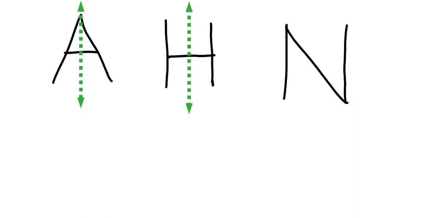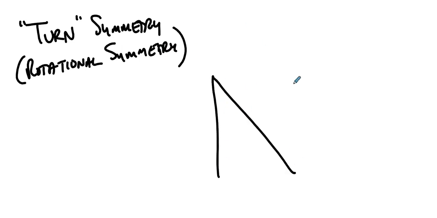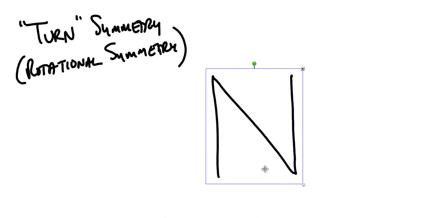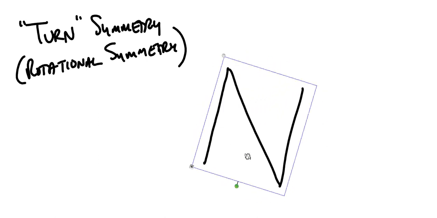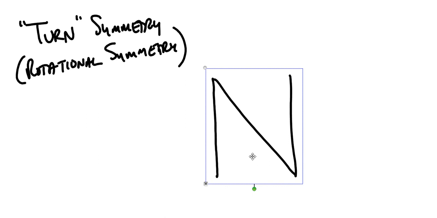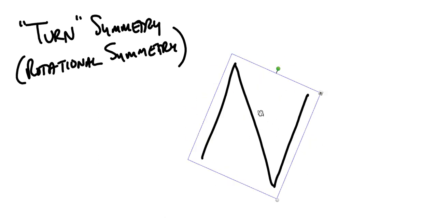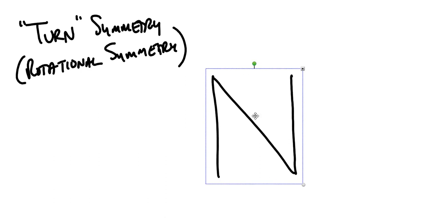But we would say that the letter N has turn symmetry. That's a vernacular term. The mathematical term is that it has rotational symmetry. So we take the letter N, and we rotate it 180 degrees, and it's a letter N. And then we rotate another 180 degrees, and it's a letter N, right?